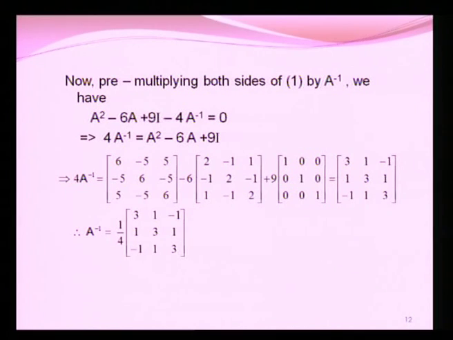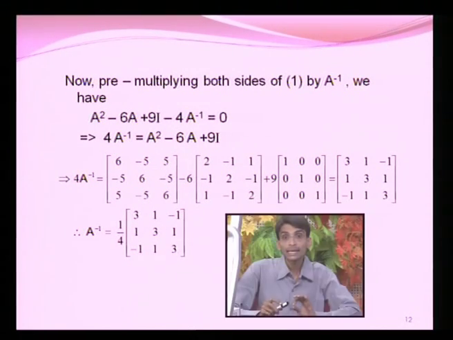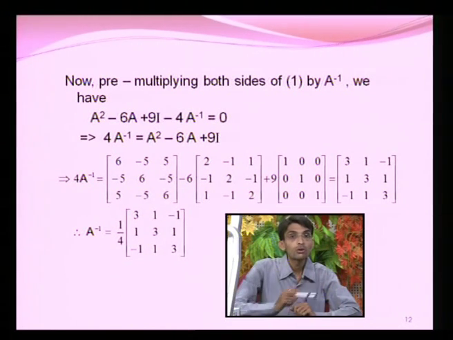Here we have found the value of A inverse, that is equal to 1 by 4 into the matrix 3, 1, minus 1; 1, 3, 1; minus 1, 1, 3. So students can verify this result of A inverse. They can easily find A inverse using adjoint of A and determinant of A. This is homework for the students: check the result of finding A inverse using the formula adjoint of A upon determinant of A, and you need to check that the result of A inverse by that method must be equal to this result.